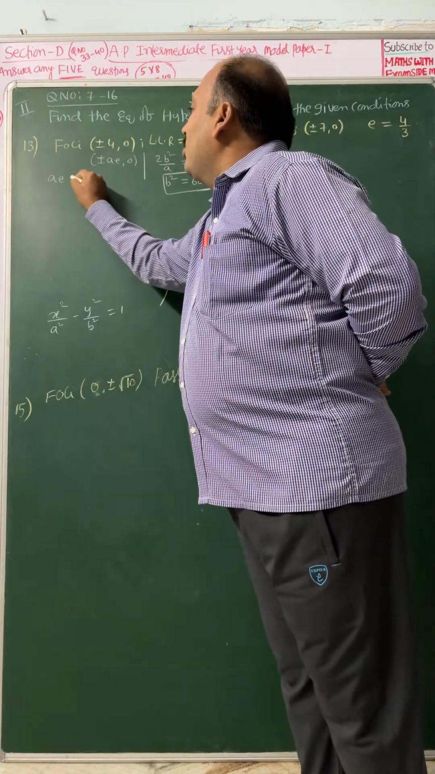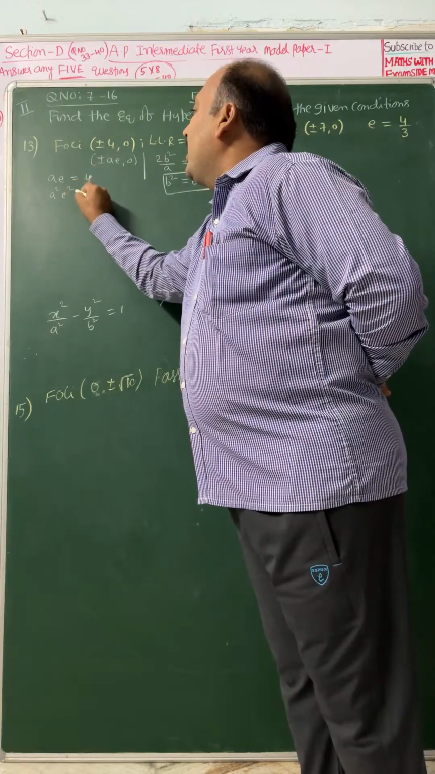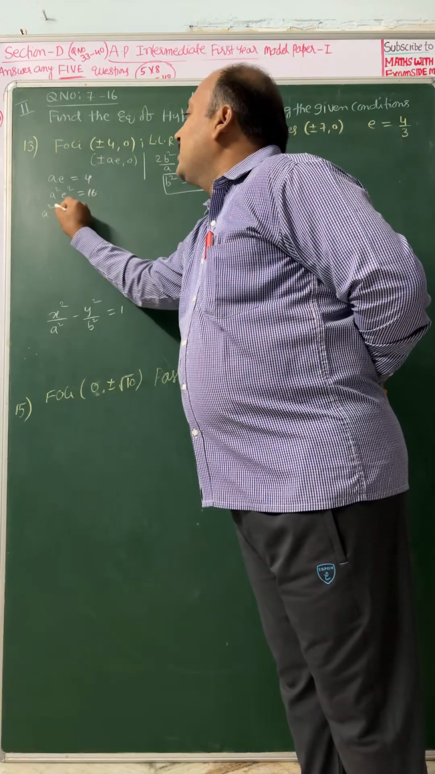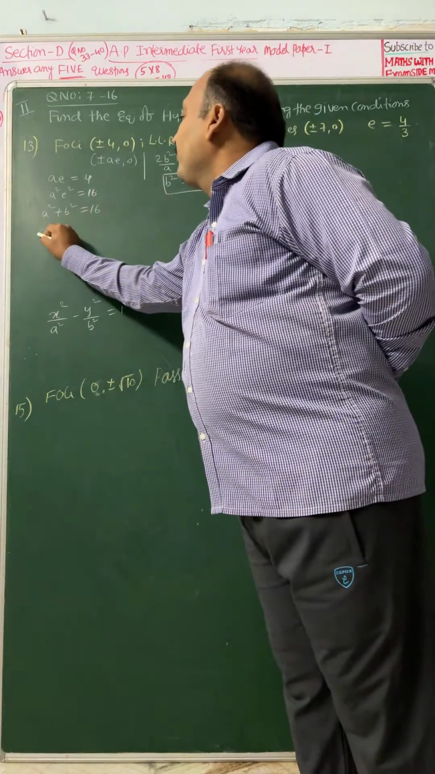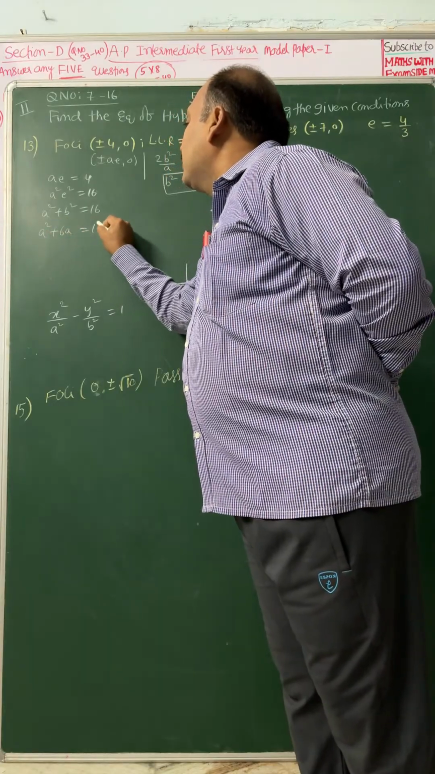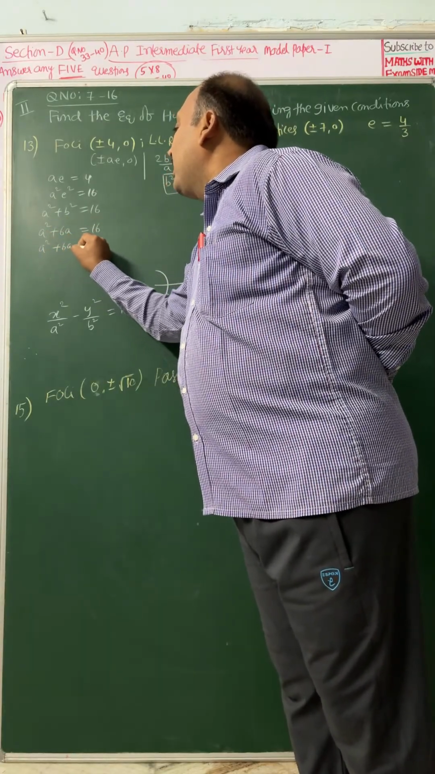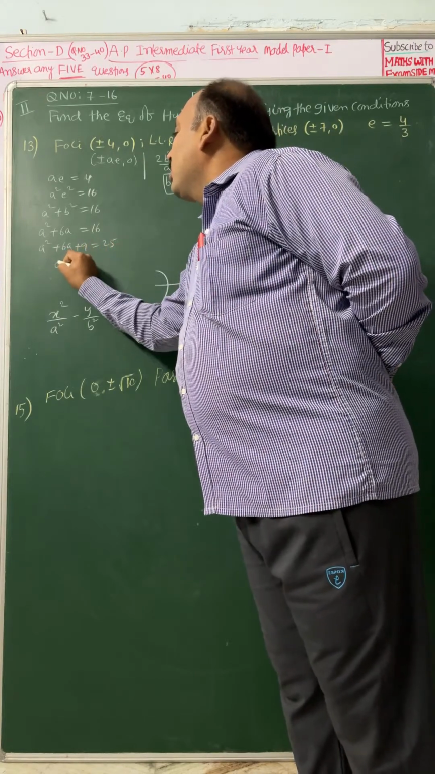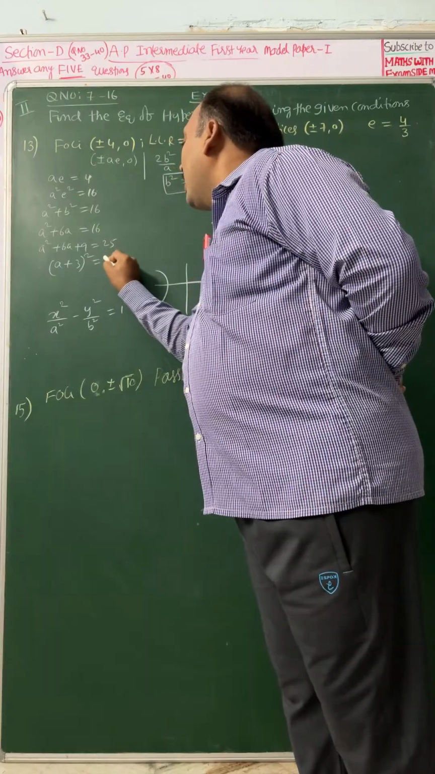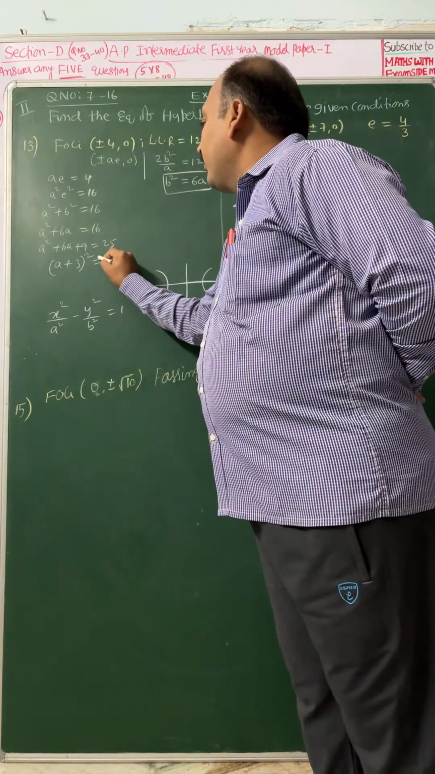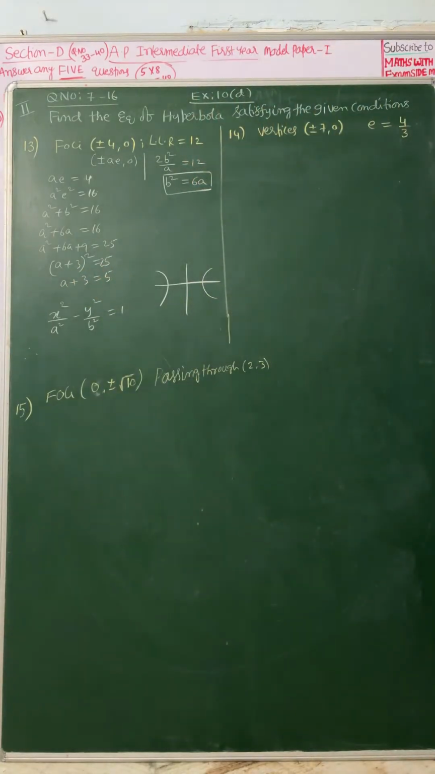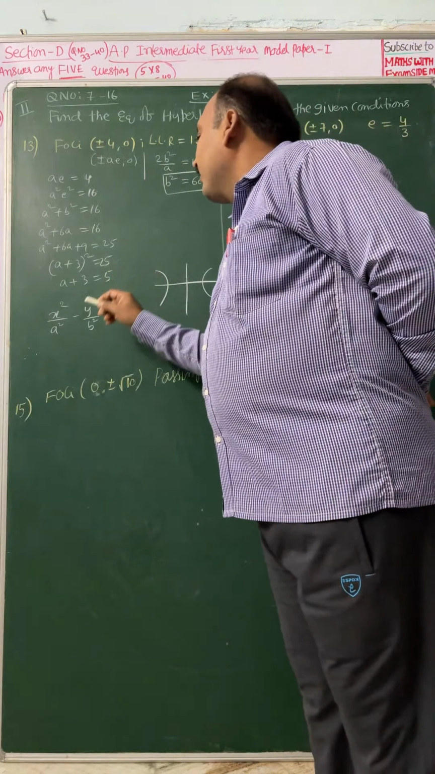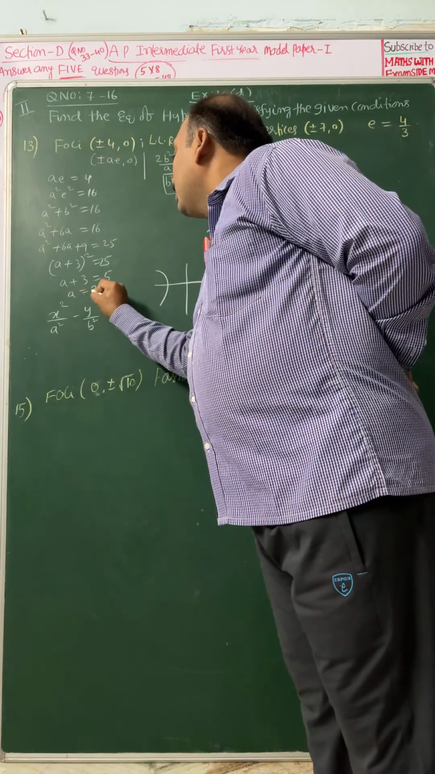Next, ae is equal to 4. A square e square equal to 16. A square e square means a square plus b square is equal to 16 only. So substitute the b square value here. A square plus 6a is equal to 16. On both sides, to make the perfect square, adding 9. So a plus 3 whole square is equal to 25. So a plus 3 is equal to 5. So a is equal to 2.